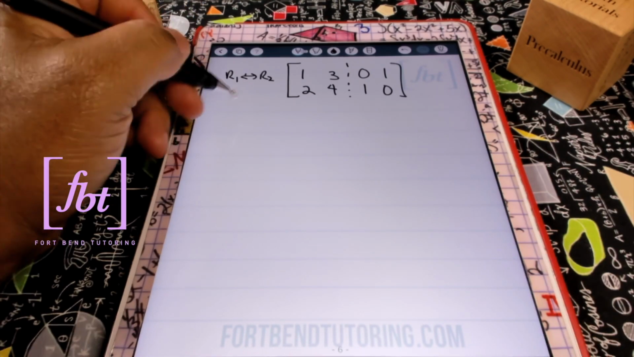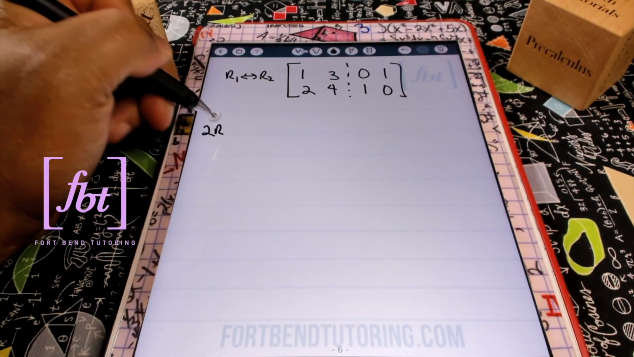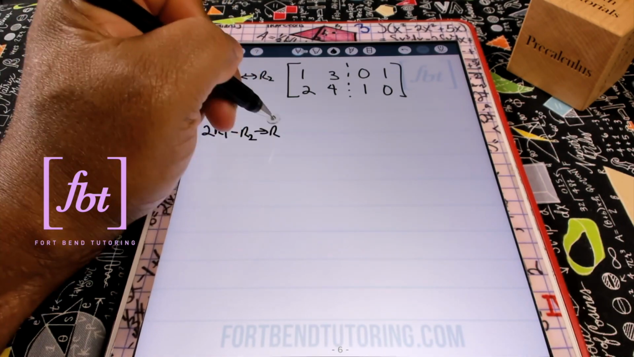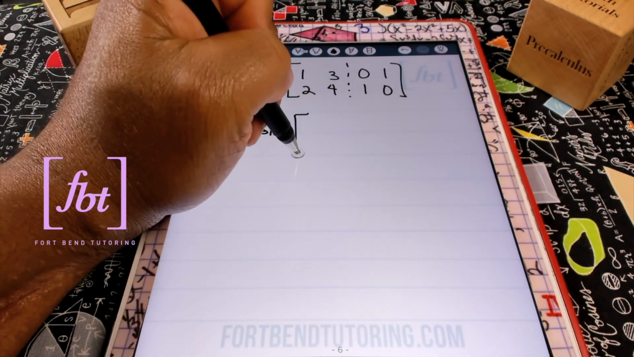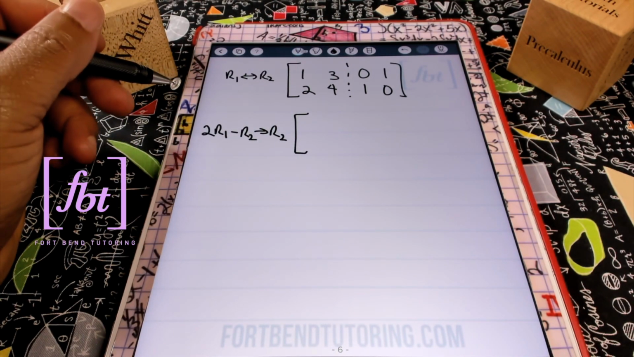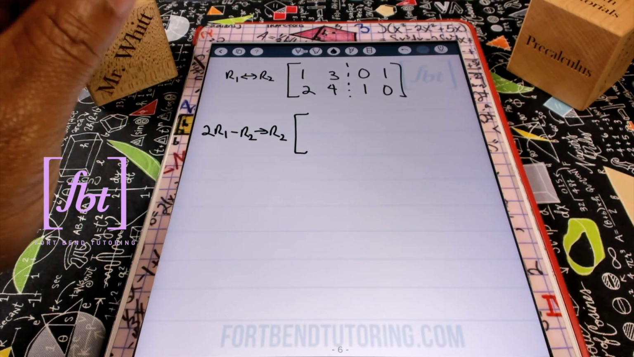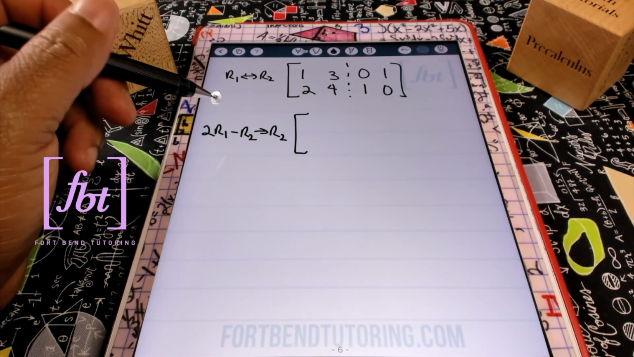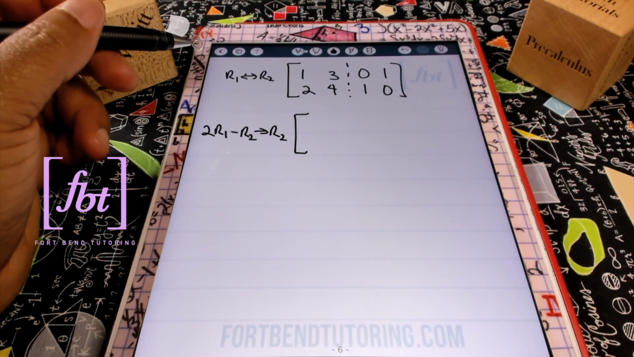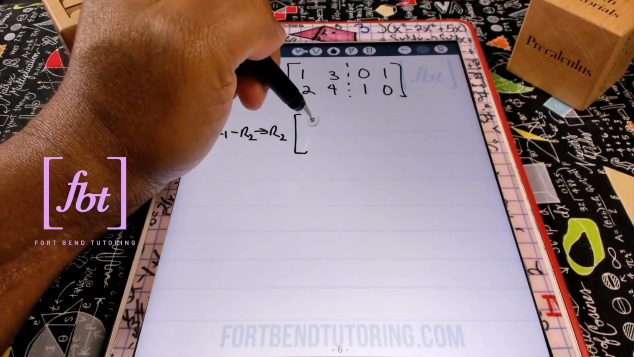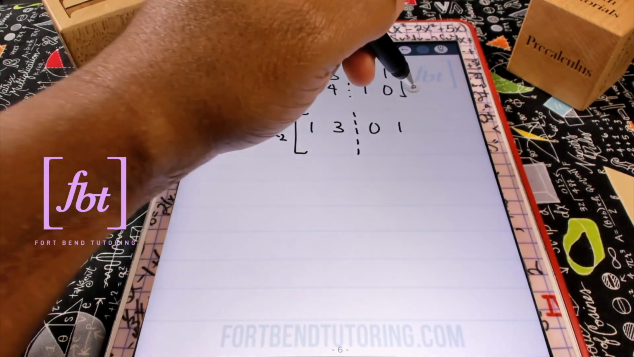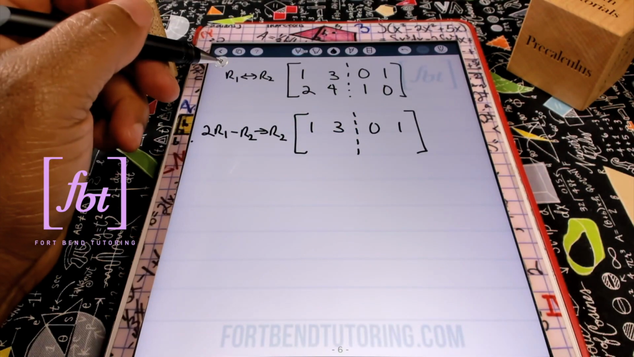My next row operation will be to multiply 2 times row 1 minus row 2, placing the result in row 2. So let's check that out. Anytime I have a row operation like this, I like to write down the row that I am not changing. Because I'll be placing the result in row 2, the first row will not change at all. So I'm going to rewrite this first row as it is so that I don't forget what I had in the previous step.